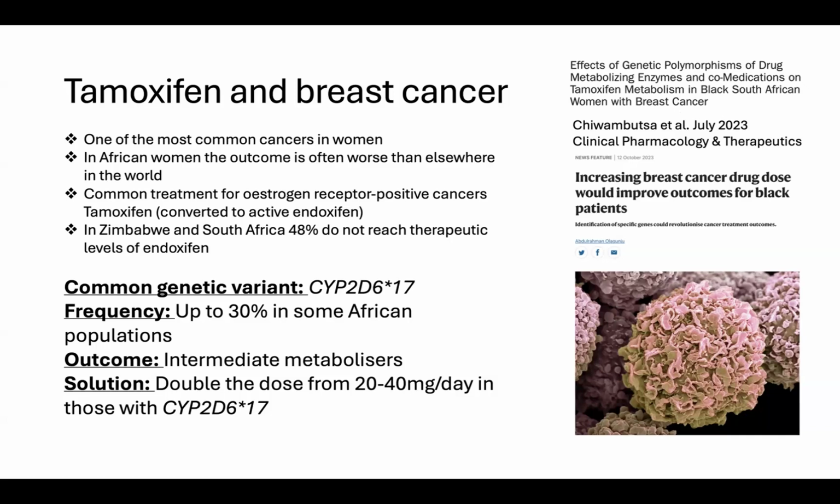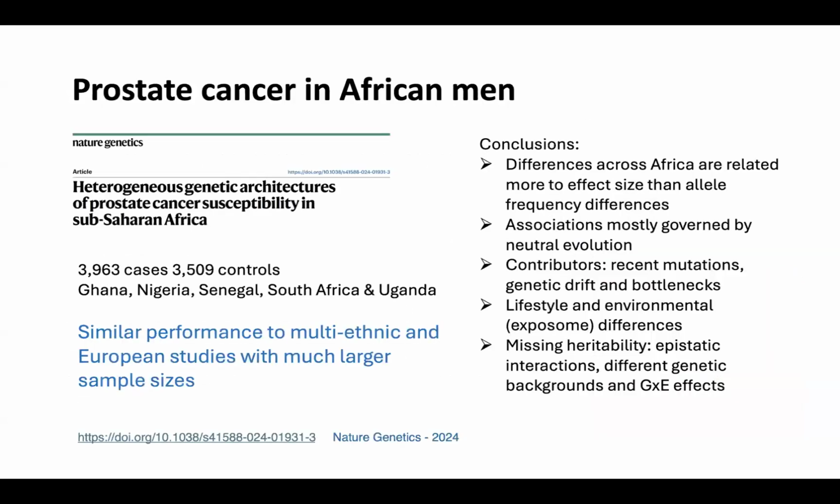So we now know that there's a common variant in the CYP2D6 gene called STAR17, which occurs in about 30% of some African populations. And again, it varies across the continent. And these individuals are intermediate metabolizers, don't reach their therapeutic effect and will not respond to the drug. And there's a very simple solution. All you have to do is double the dose of the drug so that they attain therapeutic levels, and then that will address and hopefully combat their cancer. So, very simple intervention through research and understanding what is happening.